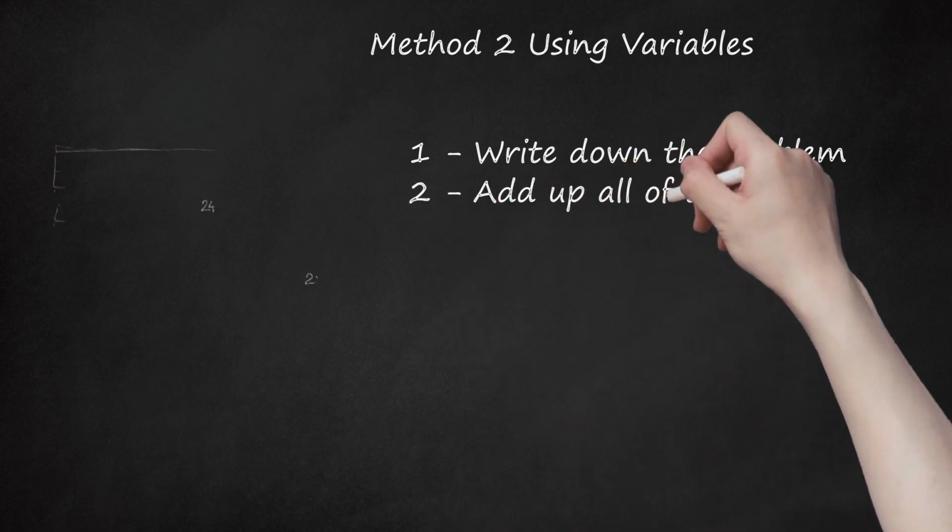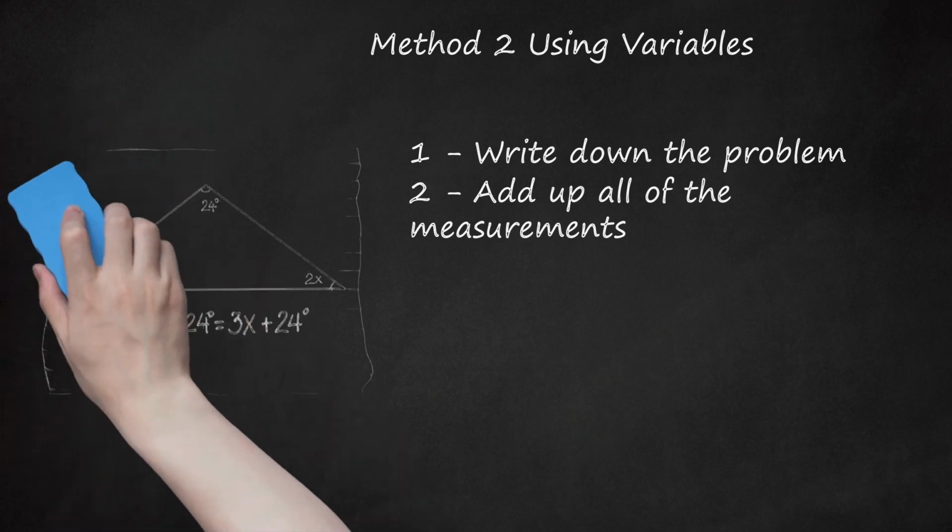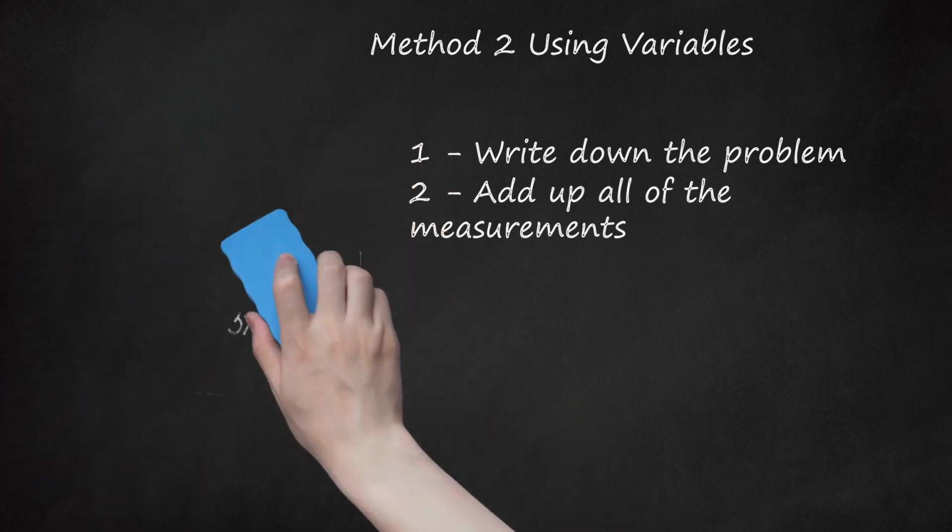2. Add up all of the measurements. It's the same principle that you would follow if you did know the measurements of the two angles. Simply add up the measurements of the angles, combining the variables. So, x plus 2x plus 24 degrees equals 3x plus 24 degrees.